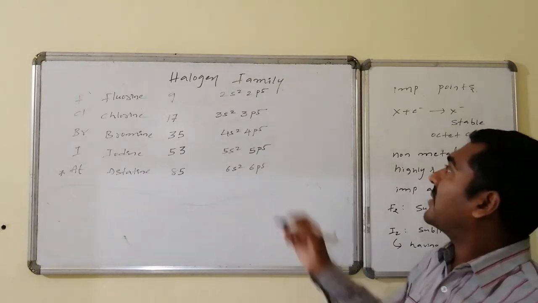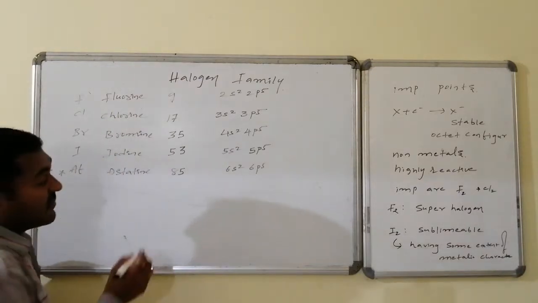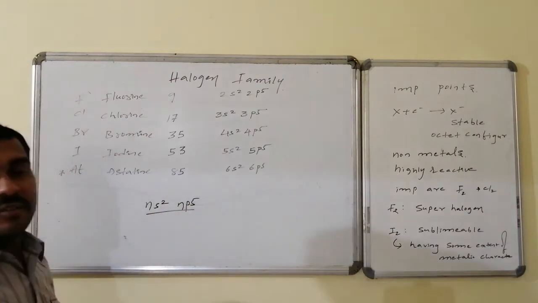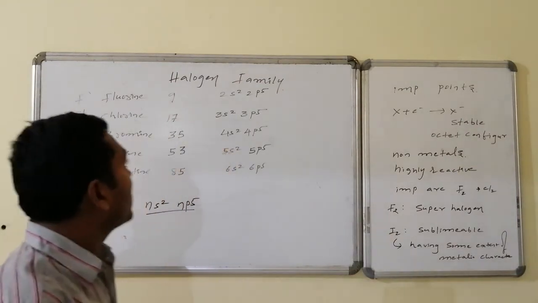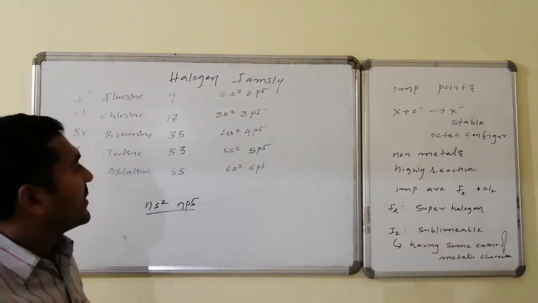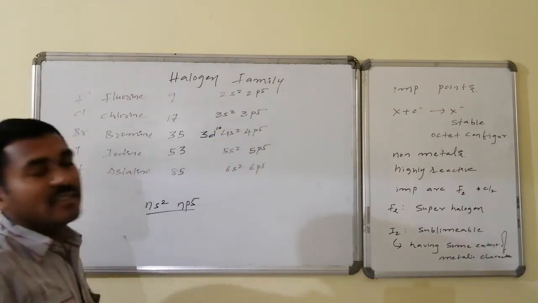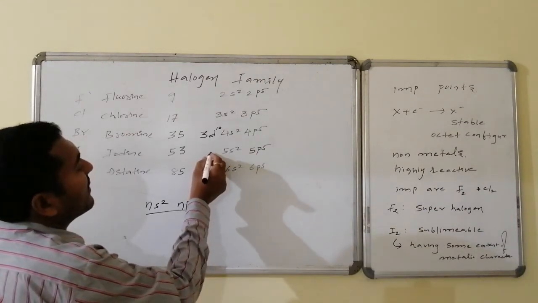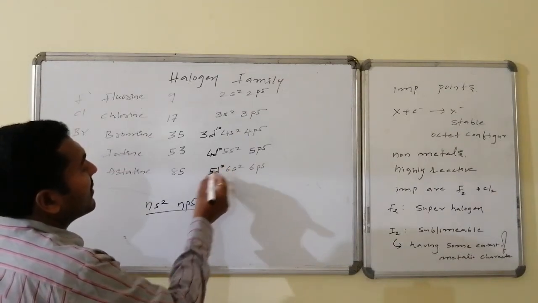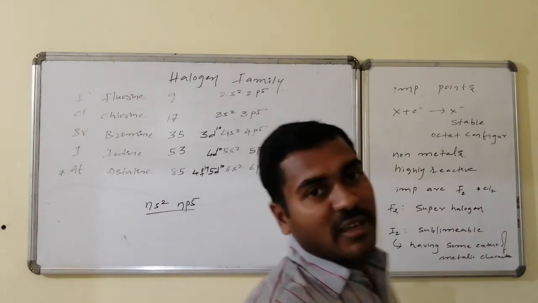The general electronic configuration is ns2 np5. In that, fluorine is 2s2 2p5, chlorine 3s2 3p5, bromine 4s2 4p5 in association with 3d10, similarly iodine has 4d10 and astatine has 5d10 followed by 4f14. This is the configuration related to the halogens.